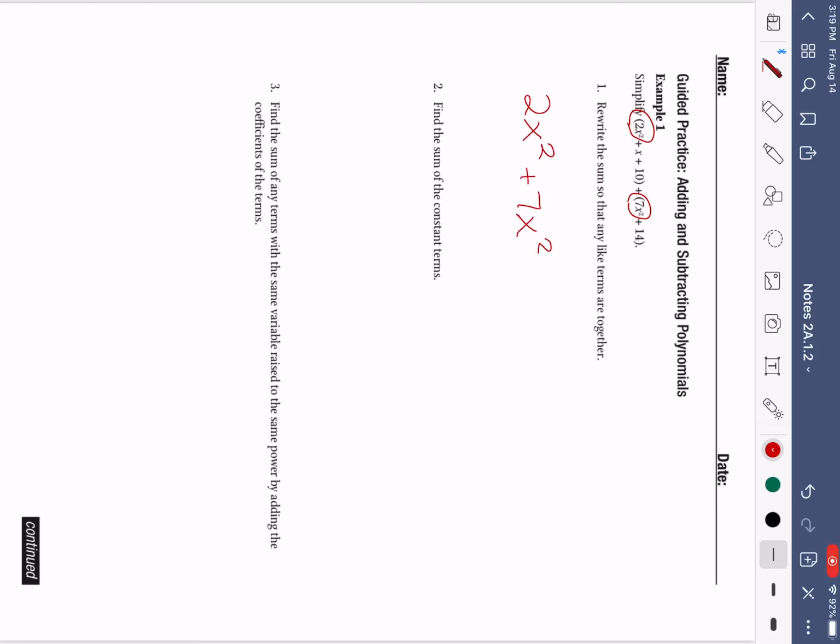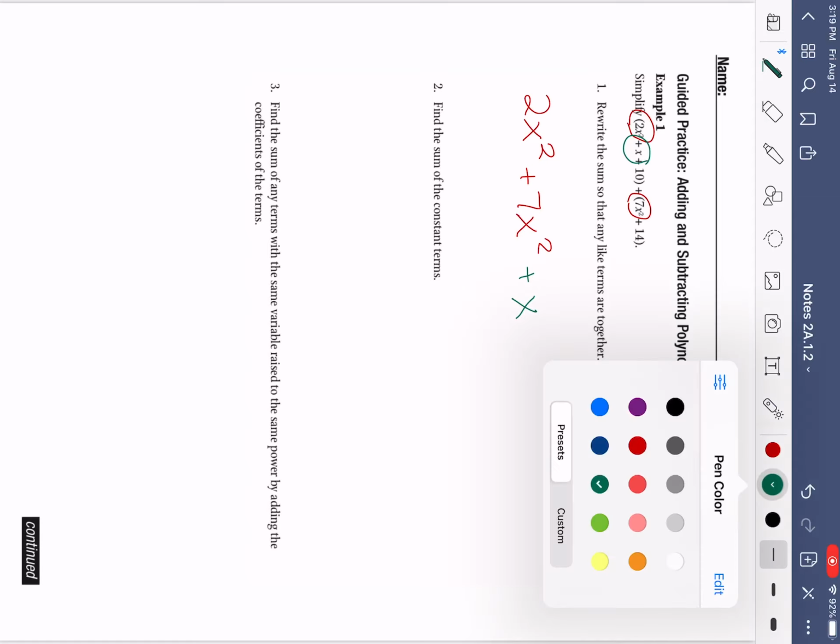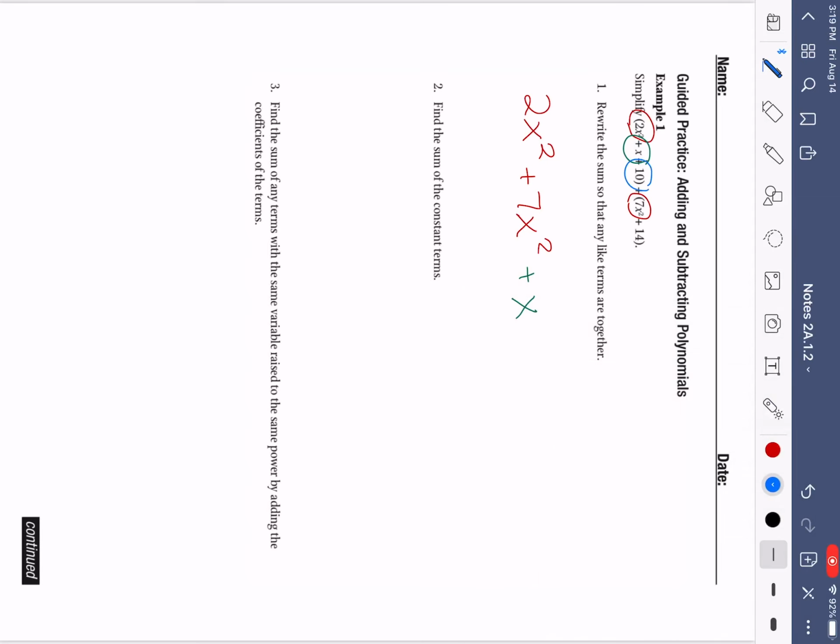So same variable, same exponents. Then the next one is an x. Well, there's nothing to go with that guy, so we're just going to put him here. And then the next one is constants, 10 and 14. So we'll write those at the end.